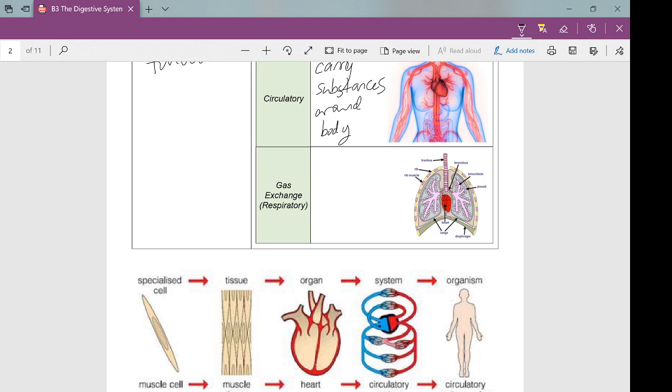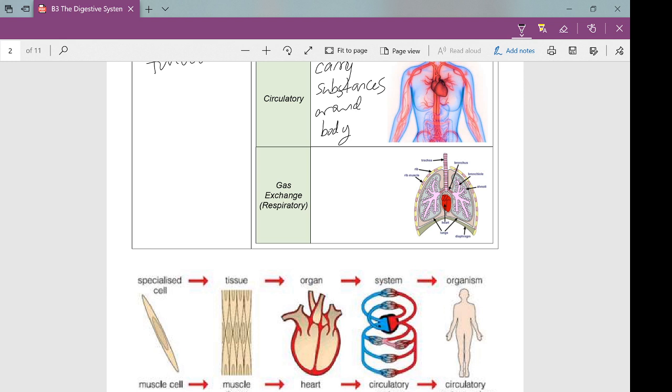So when it comes to the gas exchange system, I personally don't like to call it the respiratory system, because it makes people think respiration is breathing when it's not. It's just using the oxygen from breathing to release energy from food. But sorry, I've gone on a tangent.